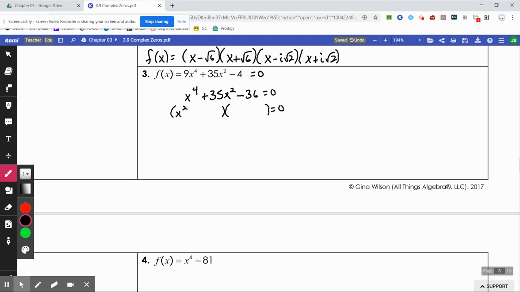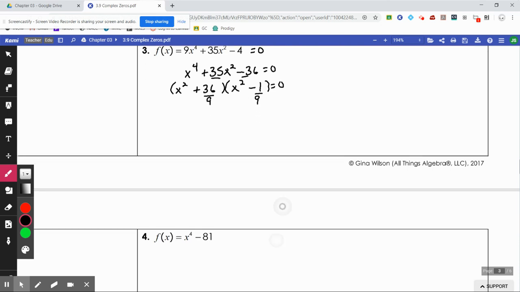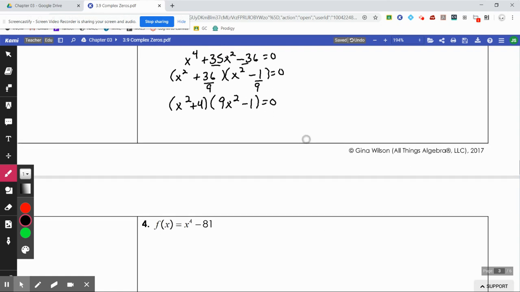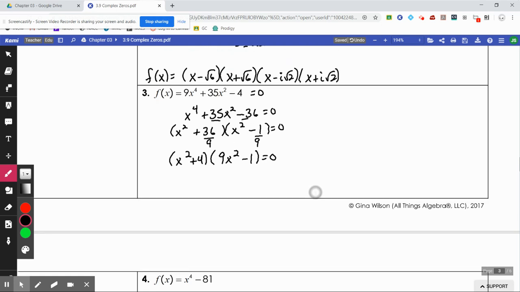X squared times x squared, and multiplying gives a positive 36 and a negative 1. We factor out the 9, so now let's divide by it. That's going to be x squared plus 4. And that will not divide, so let's try to reduce it. It won't reduce, so move the 9 back up front. Equal to 0. Set each factor equal to 0. Let's come over here and do it.